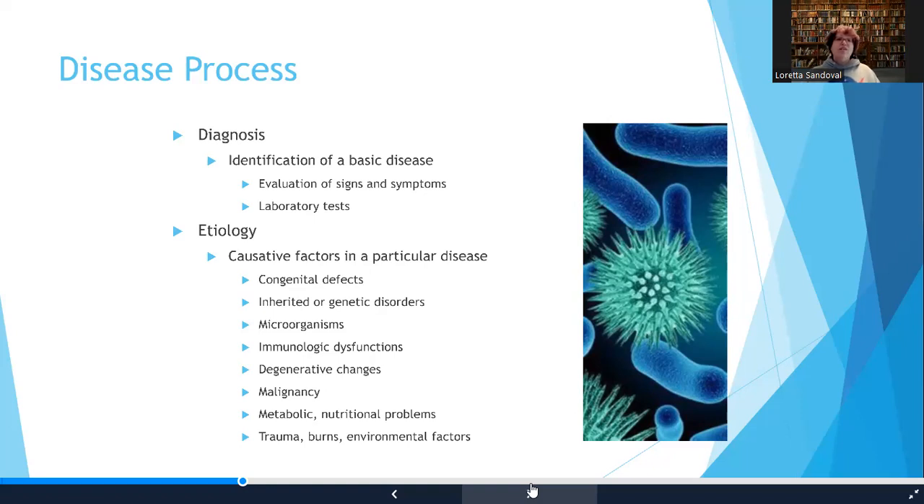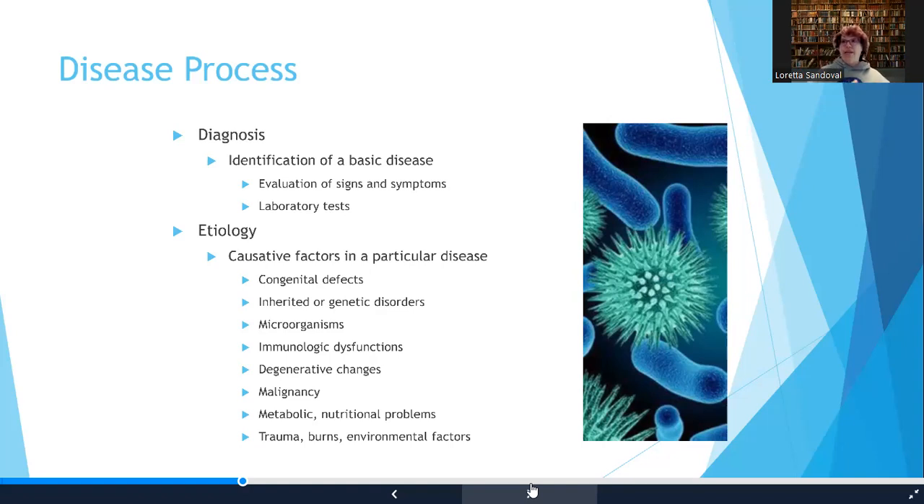Etiology is what caused the disease. It's the causative factors of a particular disease, and lots of different things can cause disease. It can be a congenital issue, so something you were born with, or something that happened before you were born. It can be an inherited or genetic disorder, and in one of the chapters towards the end of this quarter, we'll talk about the difference between congenital and genetic disorders. It can be caused by microorganisms.